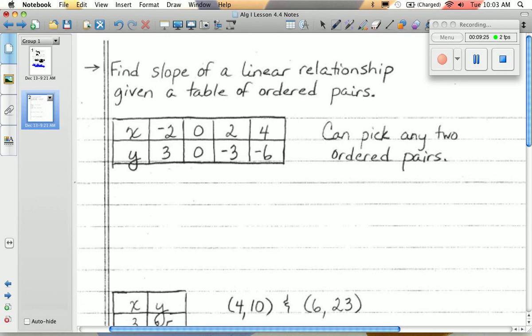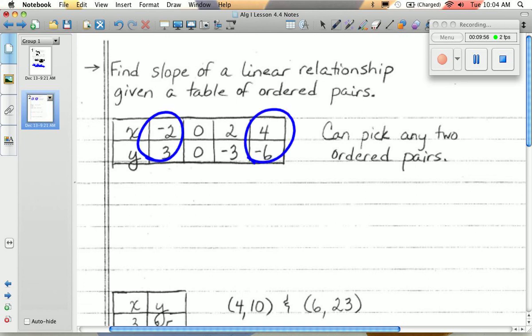Find slope of a linear relationship given a table of ordered pairs. You get to pick, remember it said, you can use any 2 points on the line because there's a constant rate of change. So we get to pick any 2 ordered pairs we want. So who wants to make the call? What ordered pairs do you want to use? Courtney? -2, 3, and 4, -6. Okay, we're going to use the first one and the last one.